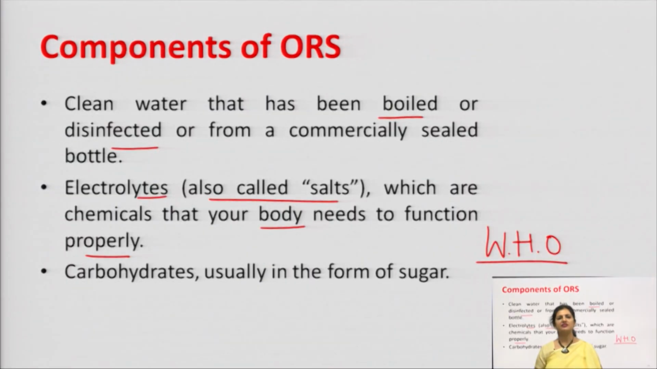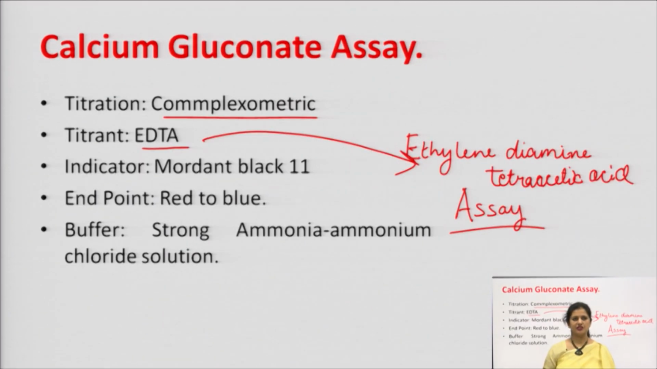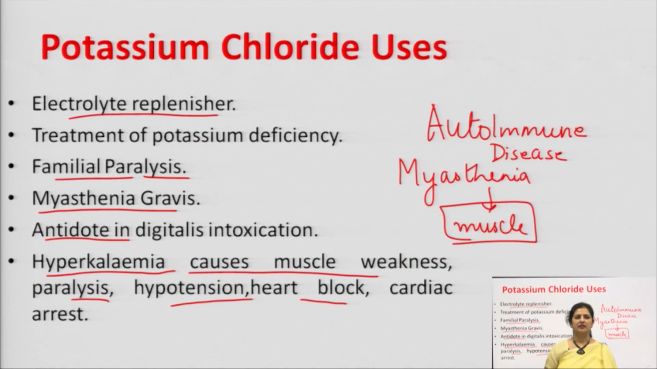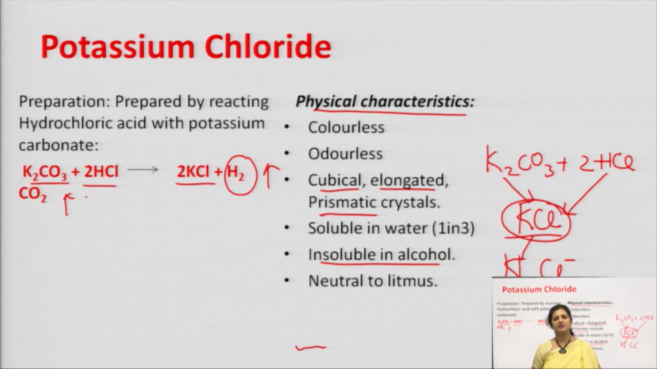So, I will just have a quick recap of what we did in the lecture today. First of all, we started with potassium chloride. Potassium chloride is prepared how? By reacting potassium carbonate with hydrochloric acid to give potassium chloride, and the side products are water and carbon dioxide. It is colorless, odorless, with cubic crystals, elongated, prismatic, it is insoluble in alcohol, and it is neutral to litmus.